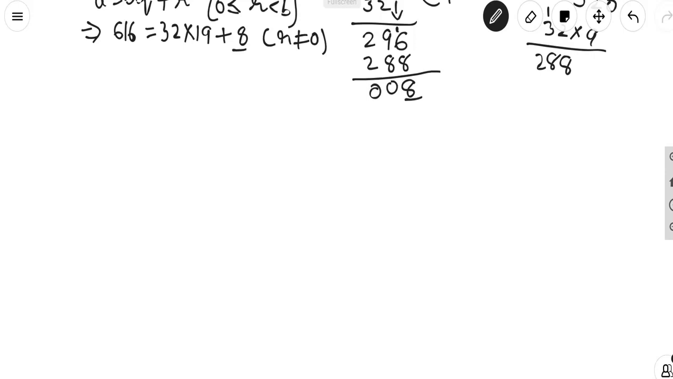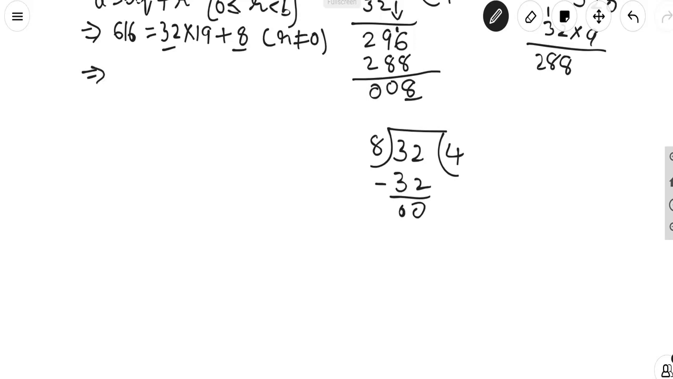Now this becomes my a value and this becomes my b value. So this is a and this is b. I'm going to divide 32 by 8 again. 8 fours are 32, correct? Now if I subtract this, I'm going to get 0.